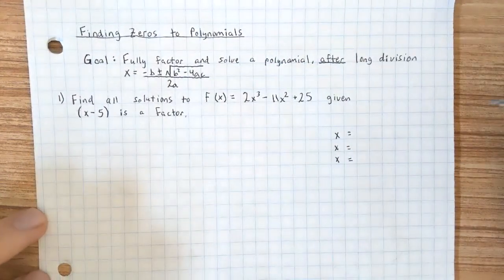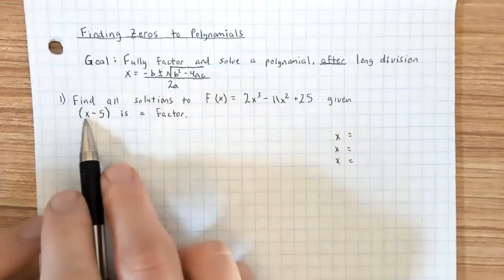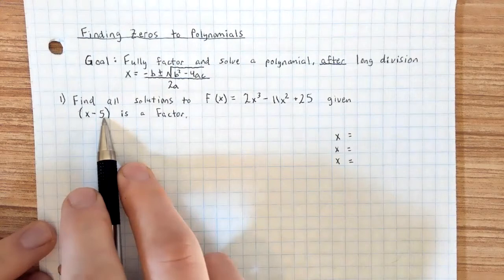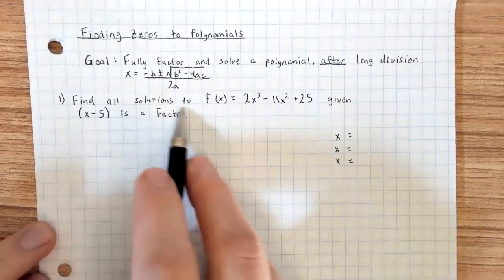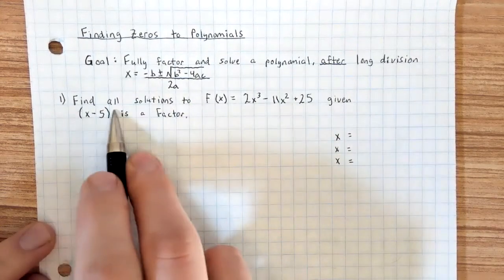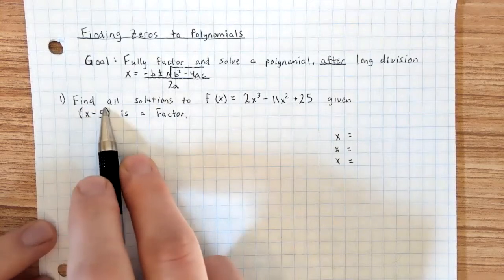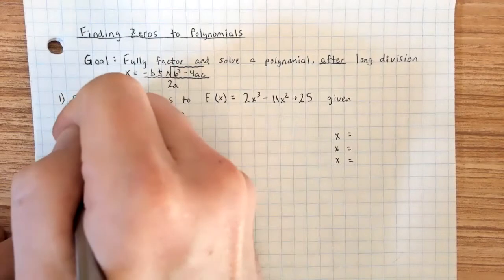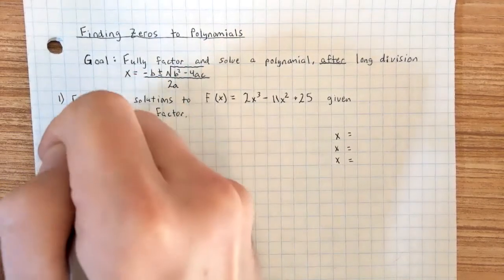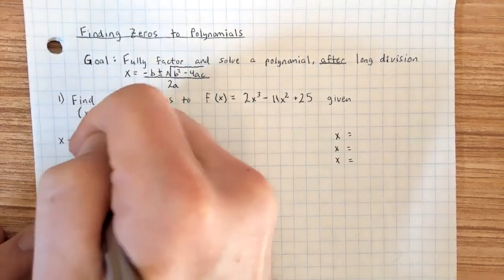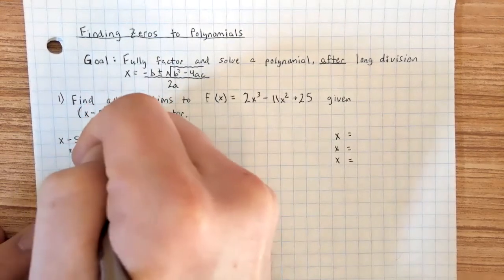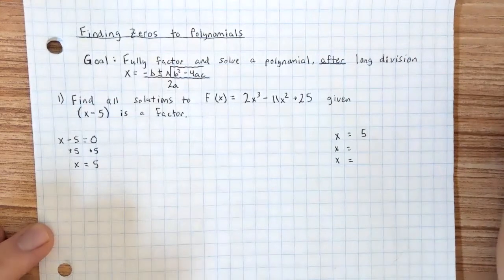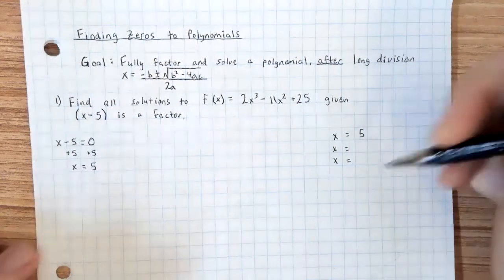Now, we also know one of the solutions right off the bat. If something is a factor, then that factor equal to 0 is going to give you one of the zeros. If something's a factor, that's great. It means we pretty much have a solution. So to find our first solution, you can just set the factor equal to 0 and solve. So x equals 5. That is one of the solutions. Go ahead and list it over here next to my solution box.